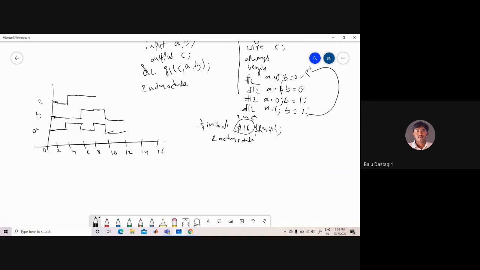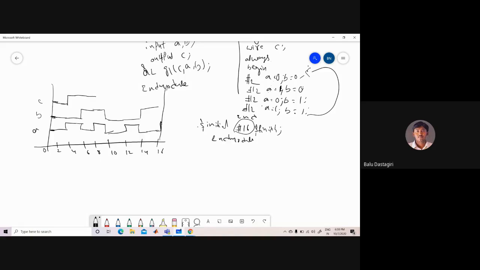Next, again plus 2, that is after 12 units of time, the value of A becomes 1 and B is 0. Again at 14 units of time, A is 0 and B equals 1. And again after 16 units of time, A becomes 1 and B becomes 1. So like this, at 16 time units, it will stop your simulation.